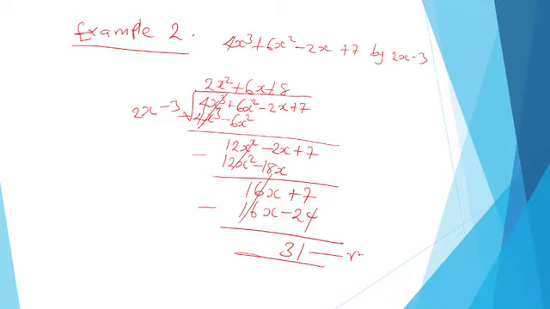So the remainder is 31. Our divisor is 2x minus 3. This is our dividend, and this is the quotient. Quotient happens to be what? The answer.